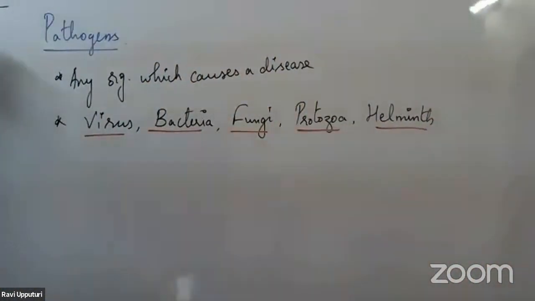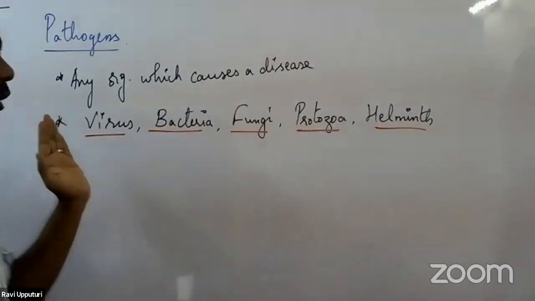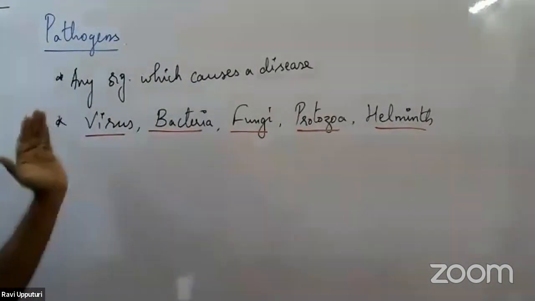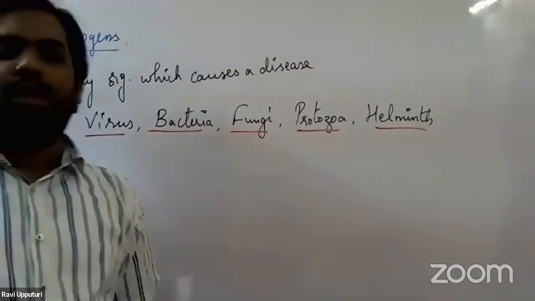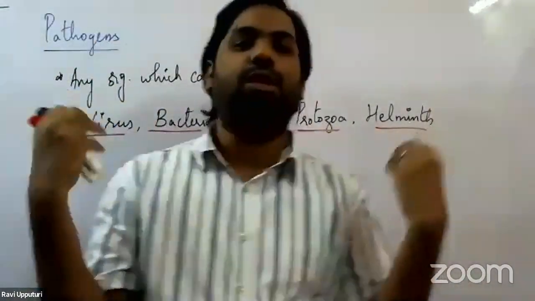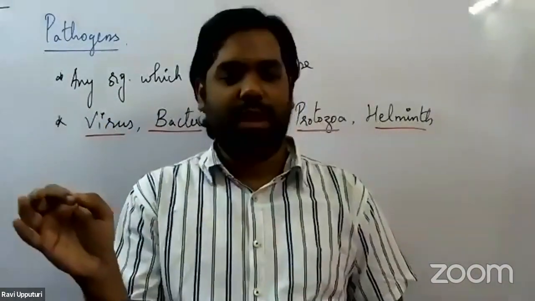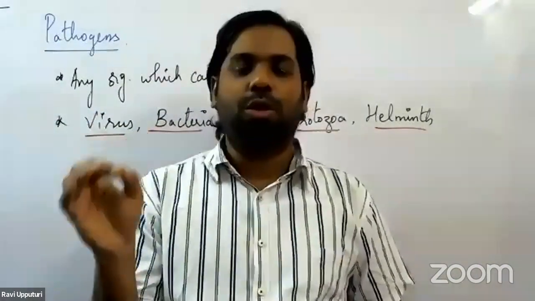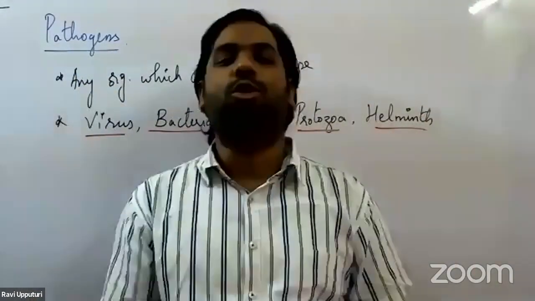Okay, so any organism which causes a particular disease is called a pathogen. As I've said, there are a number of organisms which cause diseases in humans, and all of those organisms could belong to virus, bacteria, fungi, protozoa, or helminths. Now, how do these pathogens enter into humans? Entry of pathogens into humans is through several points present on the surface of the human body, right?